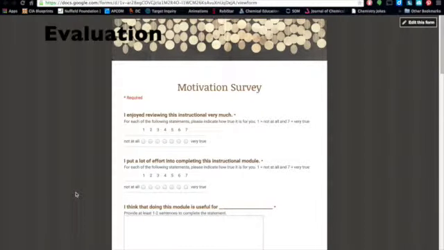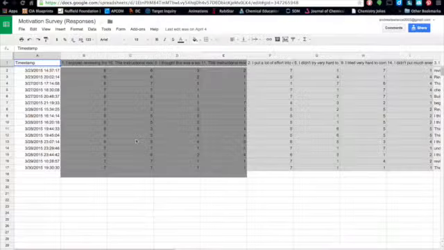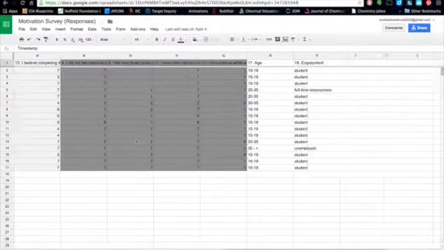The final phase of the module was evaluation. In this phase, I used the intrinsic motivation inventory to determine student attitudes and motivation while completing the module. This information was then collected and used to make improvements to the current module as well as future endeavors.